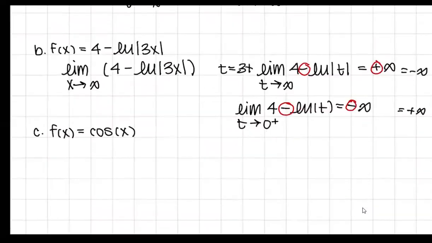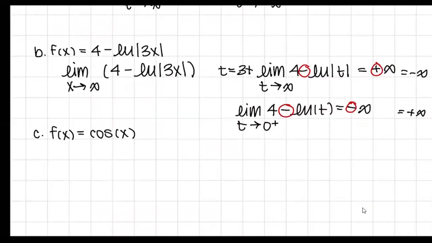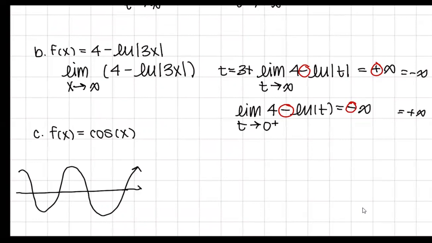Finally, let's deal with a trigonometric function. In this case, we're talking about cosine. And what's really going to help us here is not necessarily plugging in infinity, but drawing the graph of cosine. So I'm just going to do a quick sketch. So this is what the graph of cosine looks like. And we can see that it's periodic in nature.